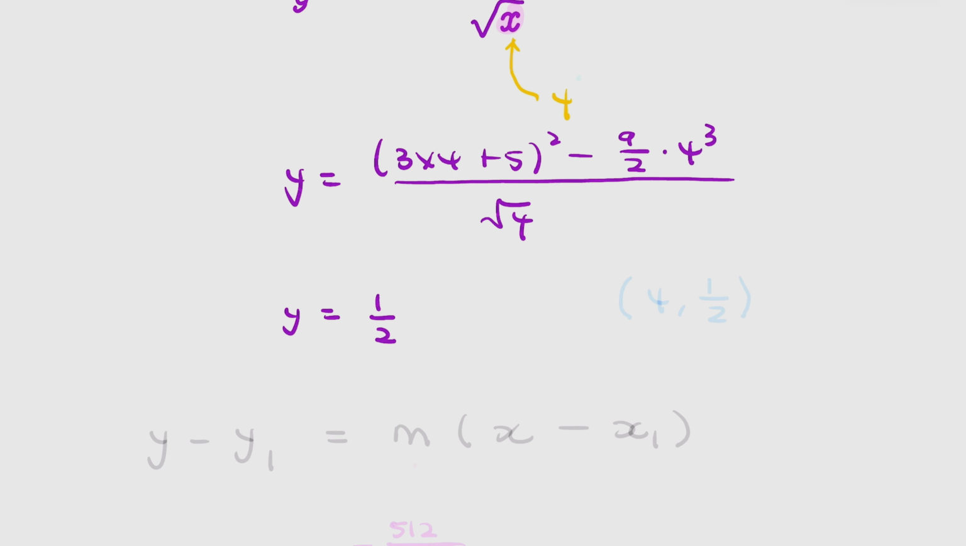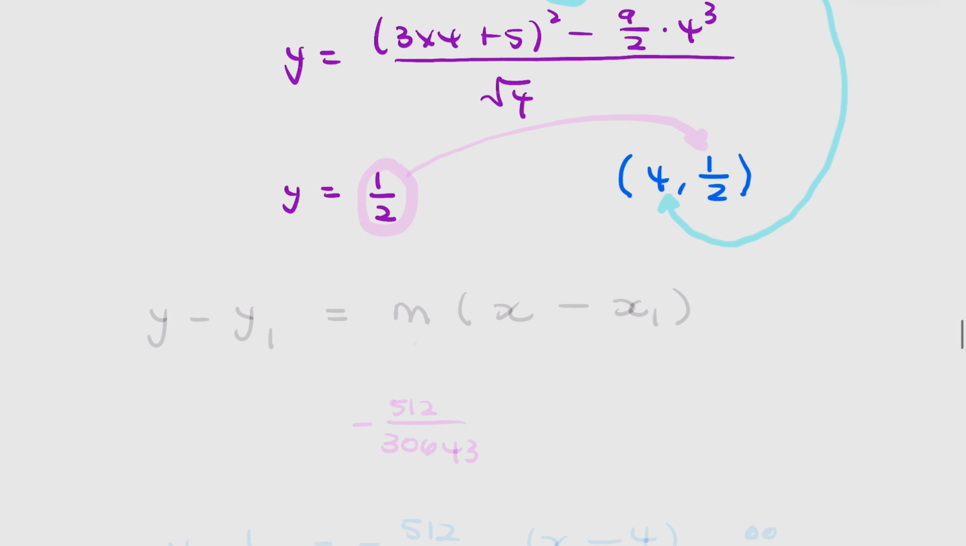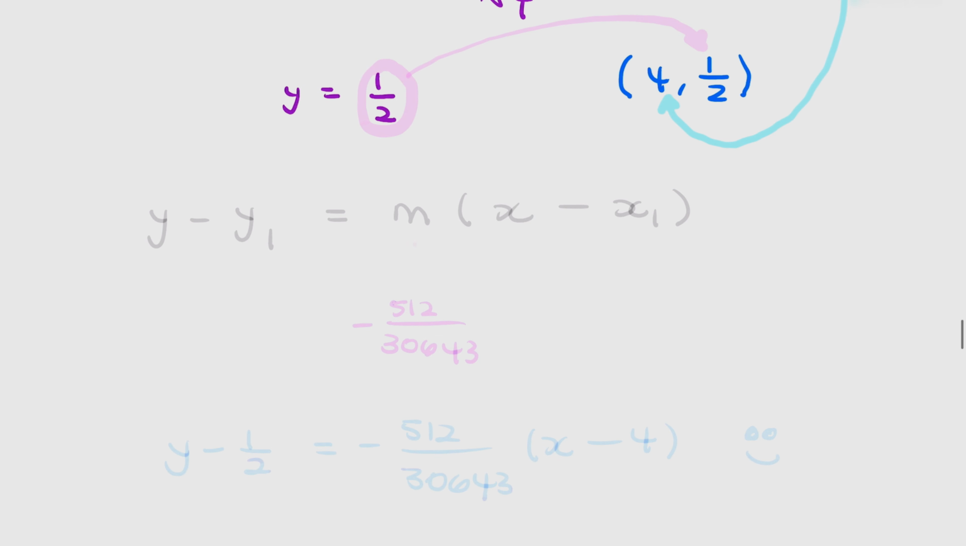So now we know that the intersection point, or the point at which the normal cuts the curve, is 4, a half, because this half is your y and this 4 is your x. So the last step is to write the equation of the straight line.